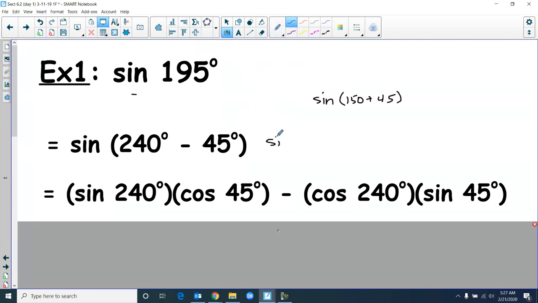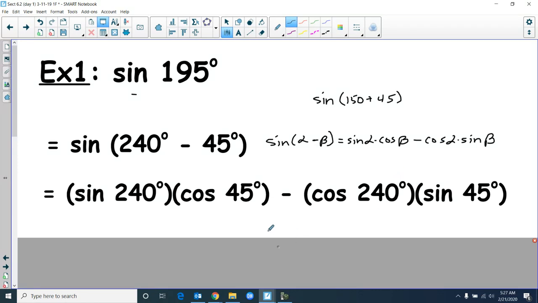So sine. Look at your sheet better than I did. Of alpha minus beta is sine of the first times cosine of the second minus cosine of the first times sine of the second. So that's what we got here. Sine of the first, cosine of the second, minus cosine of the first, sine of the second.